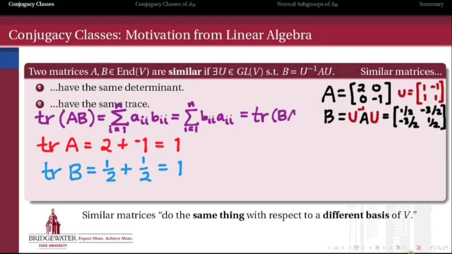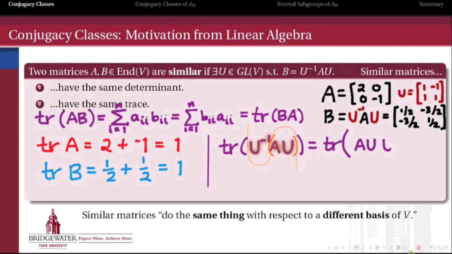So the trace of AB is the same as the trace of BA, and as a corollary, that means that the trace of B, which is U inverse AU, if I group the AU and then reverse U inverse with that product, then I can cancel the U's, and I find out the trace of B is the same as the trace of A. So both the determinant and the trace are the same for similar matrices.